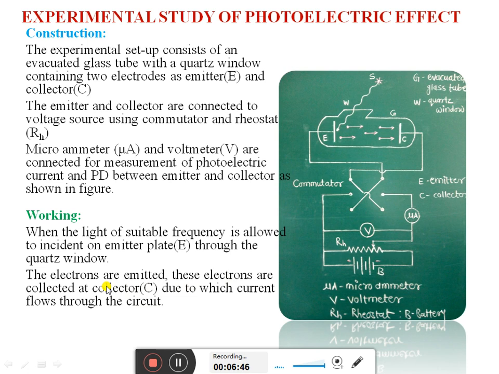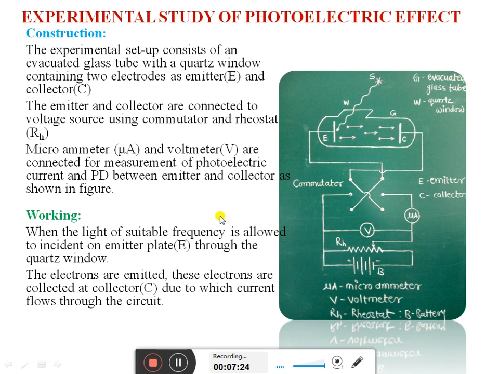These electrons are collected at the collector, due to which current flows through the circuit. As soon as light from this source enters through the quartz window and is incident on the emitter plate, photoelectric emission takes place, means electrons are emitted. They move with certain velocity towards the collector, and the collector is a positive electrode. Therefore, it attracts or collects the electrons, and as it collects the electrons, we get deflection in the microammeter, that is, current is flowing through the circuit.